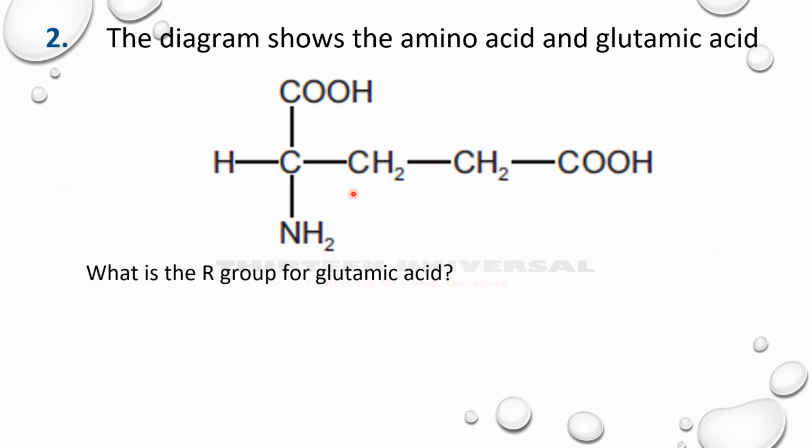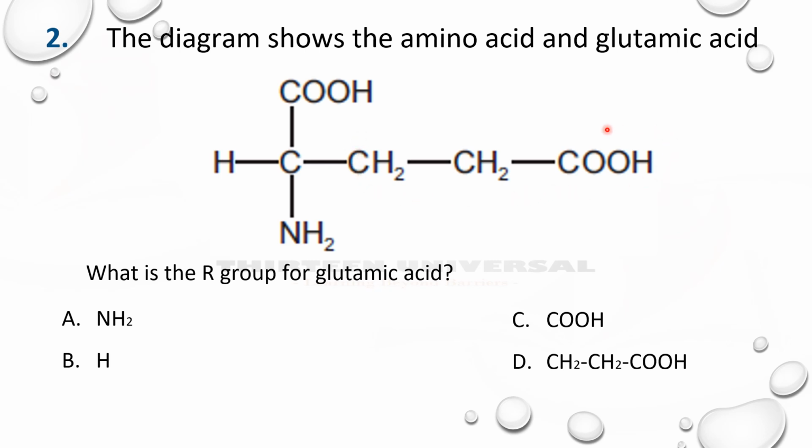What is the R group for glutamic acid? So pause the video, all right, and try it. What is the R group here? Remember, please, see the secret to this. Every amino acid will always have a carboxylic group attached to the same carbon atom as the amine group. So this is the main carboxylic group. This is the main amine group. Is that okay? So every other thing by the side is a side chain, the R group.